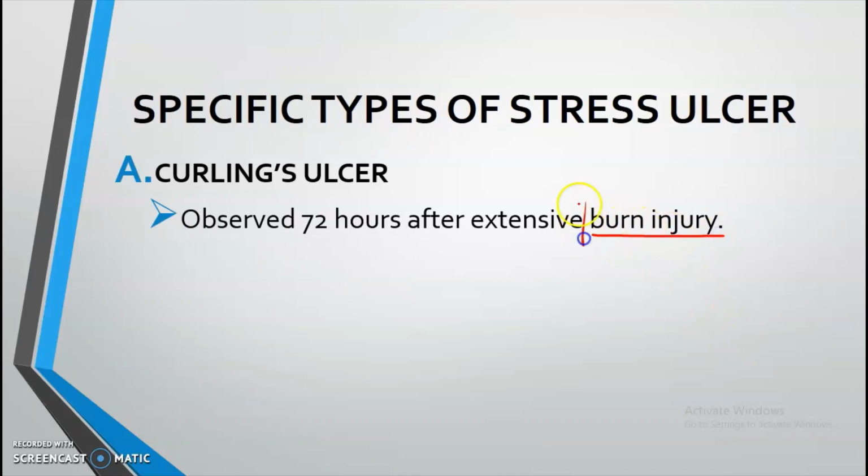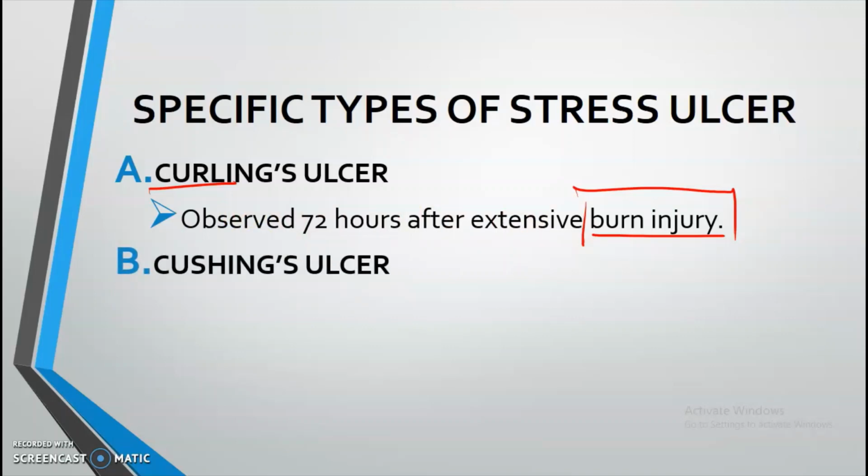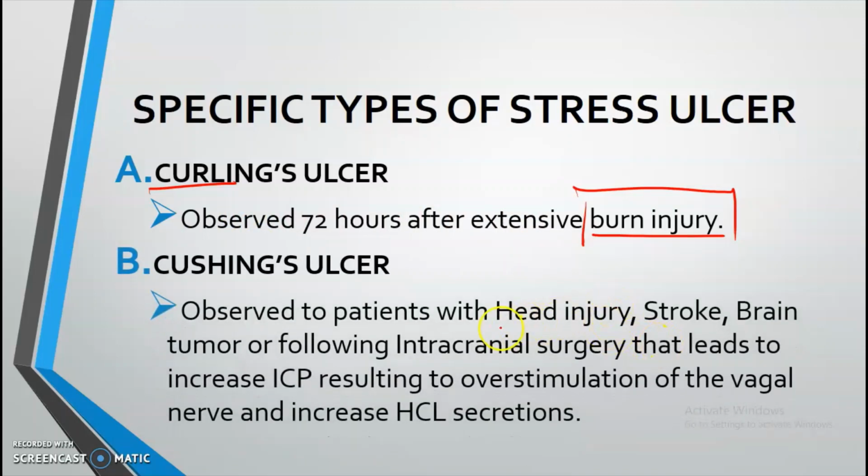So, ibig sabihin, kapag nagkaroon ng burn injury ang pasyente, ang tawag sa ulcer niya, specifically, the stress ulcer niya is your Curling's ulcer. And it is Cushing's ulcer naman po pag ang pasyente ay nagkaroon ng head injury, stroke, or brain tumor, or any problem that can cause increased intracranial pressure. Because this increased intracranial pressure will overstimulate the vagus nerve and increase the production of hydrochloric acid.